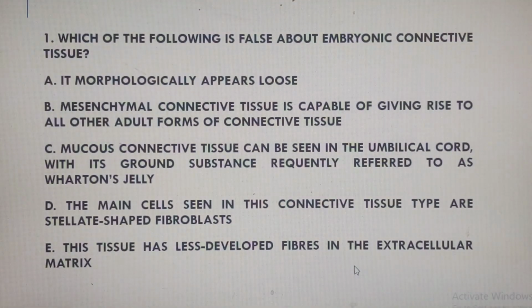Option E says this tissue has less developed fibers in the extracellular matrix. I've already indicated that because yes, it is embryonic. The cells are not robust enough to make a lot of these fibers. The fibers are mainly going to be made by the fibroblasts. But at the embryonic stage, we have the mesenchymal cells, so they can produce just very little, underdeveloped fibers. So let's try and justify this.